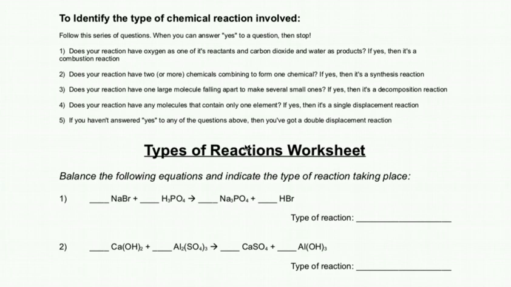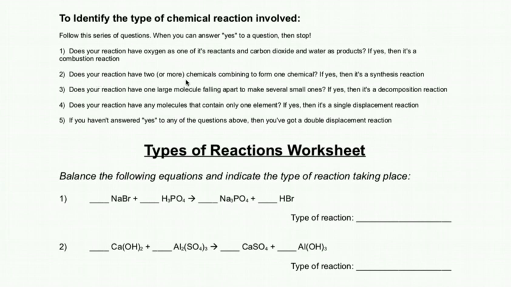So this is a worksheet. What I want you to do is go through and identify the chemical reaction types. So here, if you wanted to look through the instructions, if you're trying to figure out if it's a combustion reaction, here are some key questions you can ask yourself. Does the reaction have oxygen as one of the reactants? Are you noticing carbon dioxide and water as its products? Okay, so then you know it's a combustion reaction.